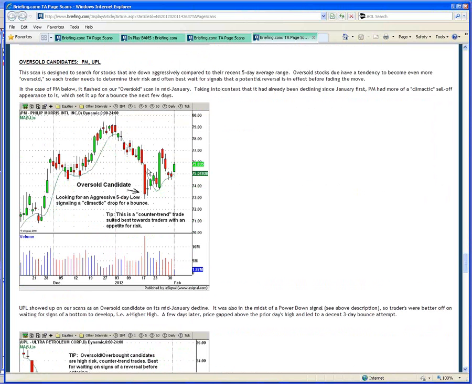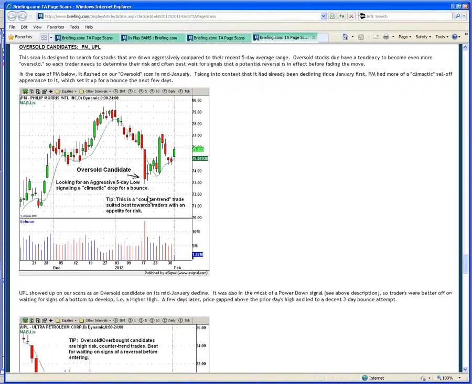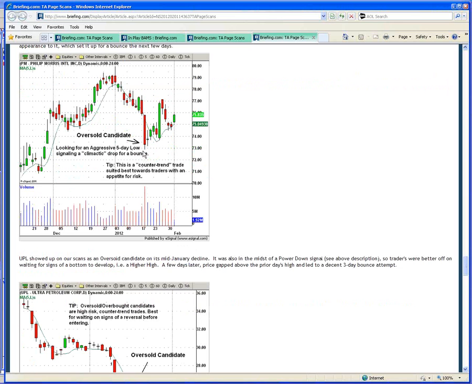Again, taken in context is huge. This stock here, Philip Morris, gapped. I think there was news or earnings. Price broke down significantly, and it had already been pretty hard hit, from about $79, $80 down to 73. If you wanted to just step up and start buying the next day, you could have done that, I suppose. I would have liked to have seen the 73 level probed, taken out, and seen some sort of reversal first.